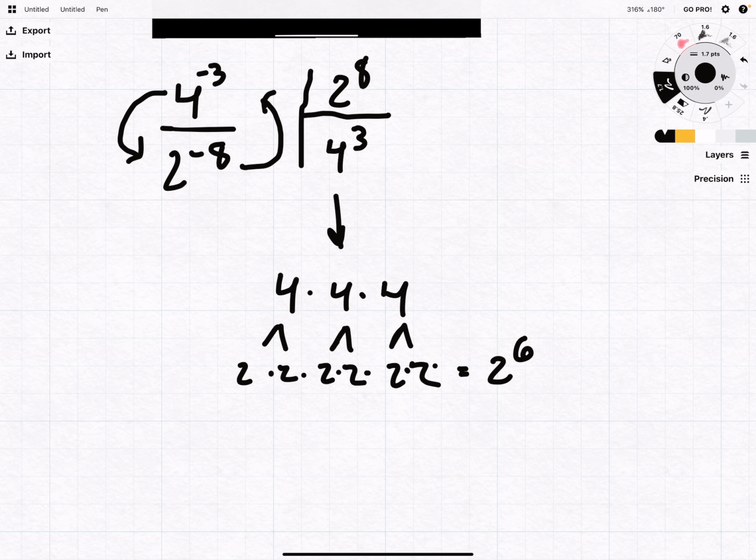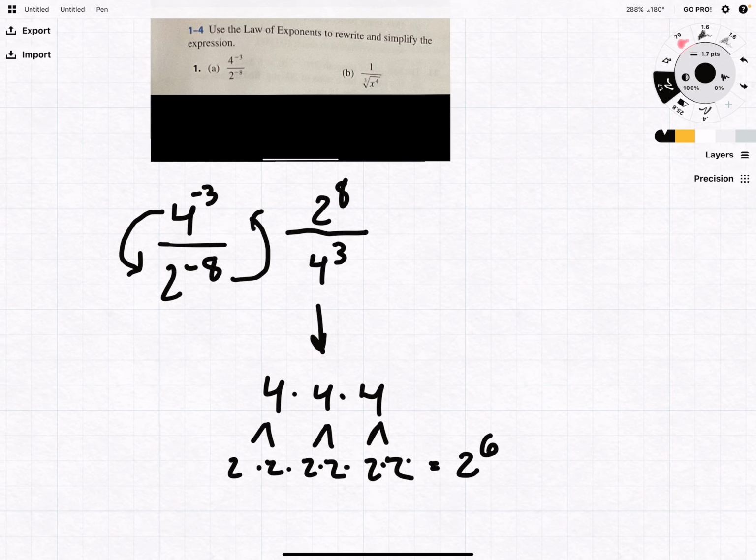So that actually comes in handy, because what that means is now we have an expression that we can definitely simplify without doing a bunch of tedious math of maybe multiplying 4 3 times or 2 8 times. And so now we have 2 to the 8th over 2 to the 6th.